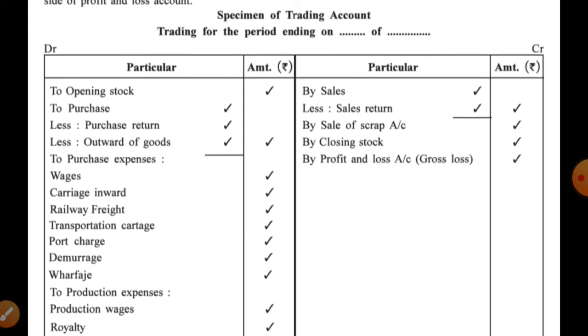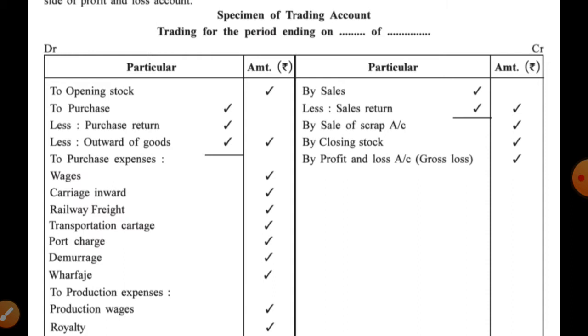On the credit side, the first entry is sales minus sales return, then sale of scrap. Now scrap means any waste products or waste material, any newspapers or metal goods which are of no use, but on selling as scrap we get a certain amount in return, so that is an income for the firm due to the sale of that scrap. That's why it has been included on the credit side of the trading account. It means whatever expenses are related to goods will be recorded on the debit side, and whatever income is related to goods will be recorded on the credit side of the trading account.